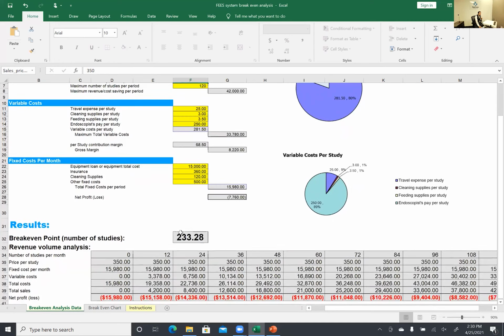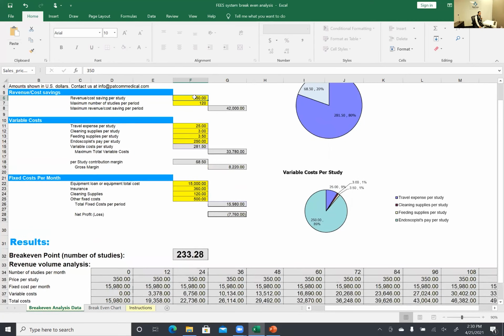Now, 234, what if we go back to $400, what we wanted to charge before? This number goes way down, right? The $50 per study really makes a change in when we reach that break-even point. And again, in this case, it's the break-even point that has paid for the entire equipment.